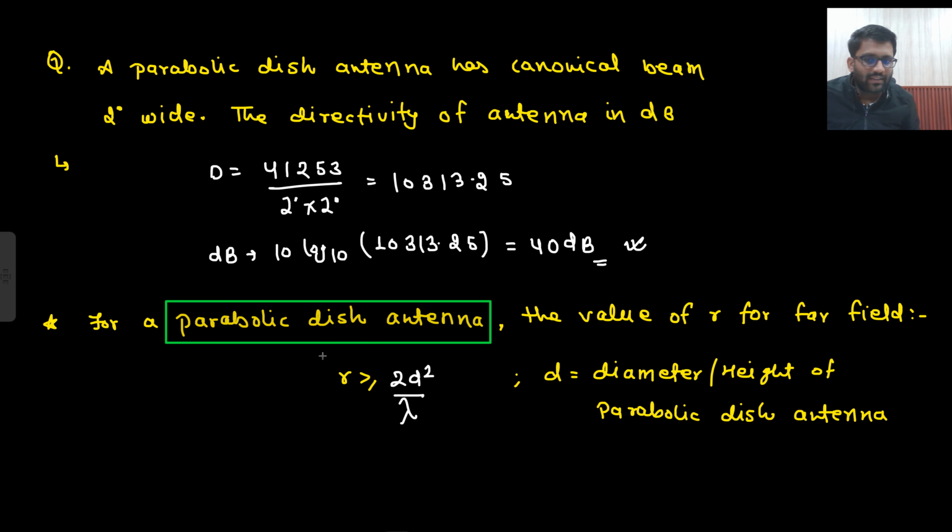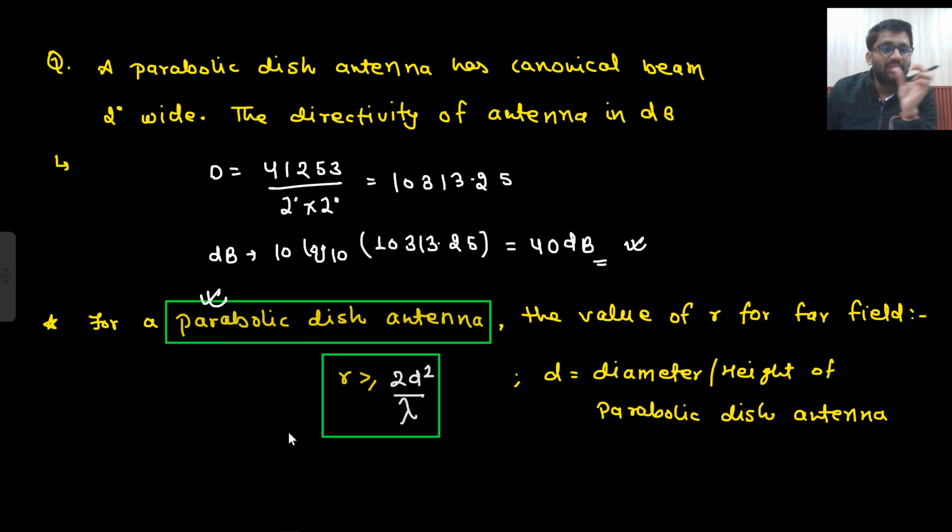Okay, very rare chance, again I am saying very rare chance that this could be asked, but if you want to remember it, you can remember it. For far field, R should be greater than 2d square by lambda, but for a parabolic dish reflector, if they have given this name, parabolic dish reflector, then only you will apply this formula.